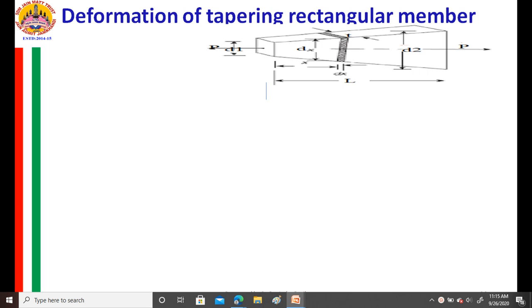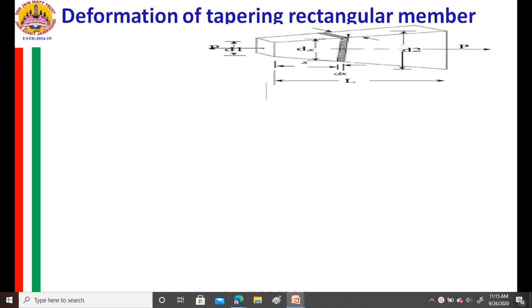In the previous class, we have seen the deformation of a prismatic member subjected to axial load. We got the deformation as delta L is equal to P into L divided by A into E. That is what we have derived in the previous class, where P is the axial load. If load is tensile, deformation is increase in length.